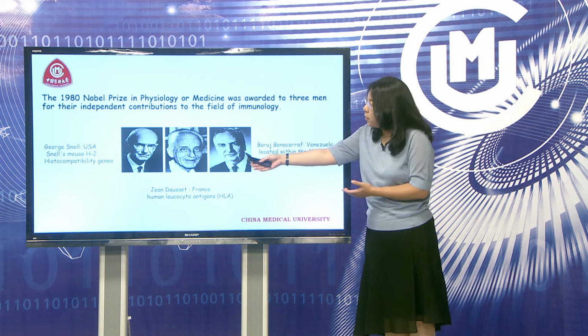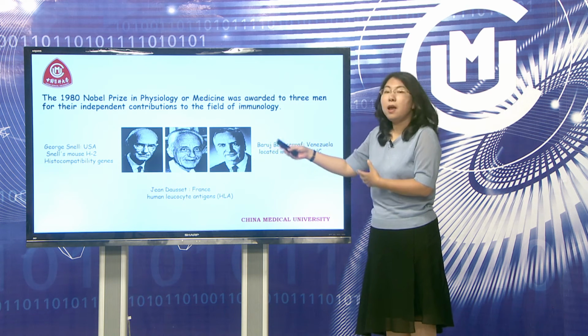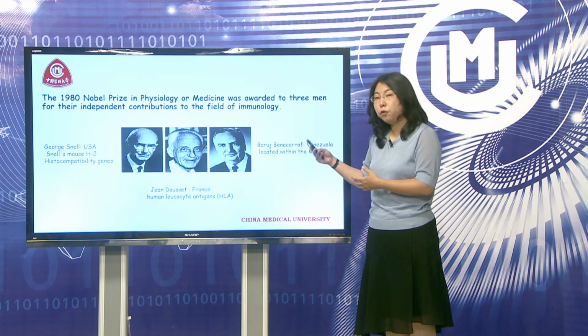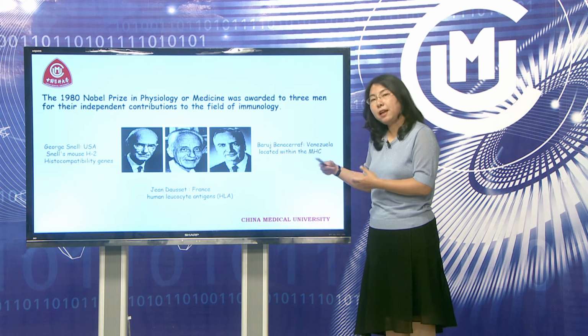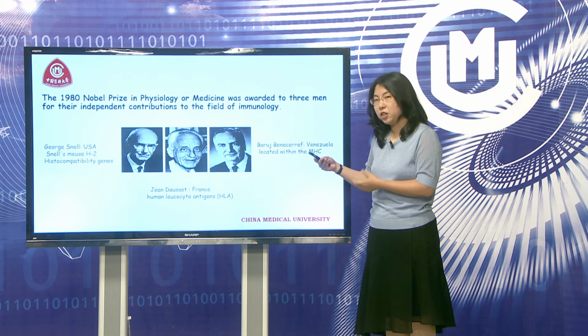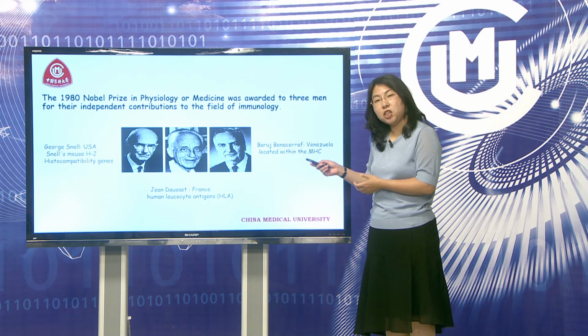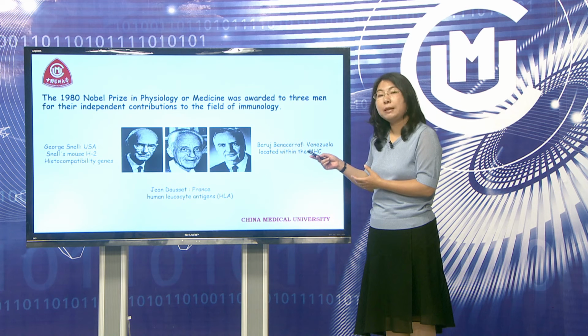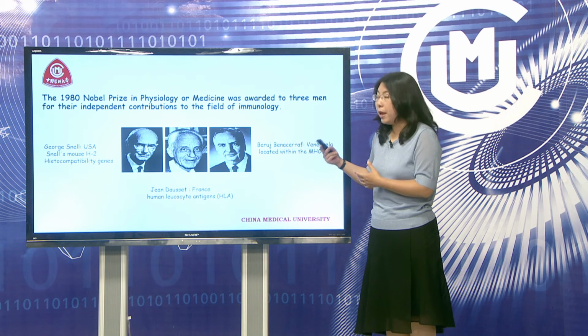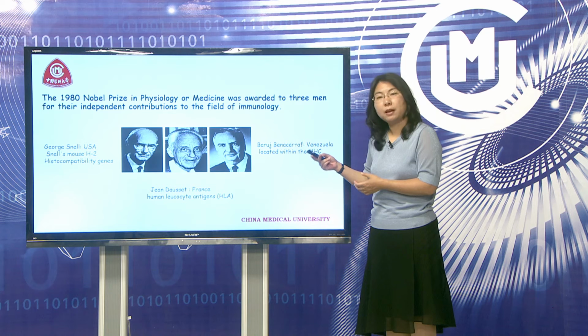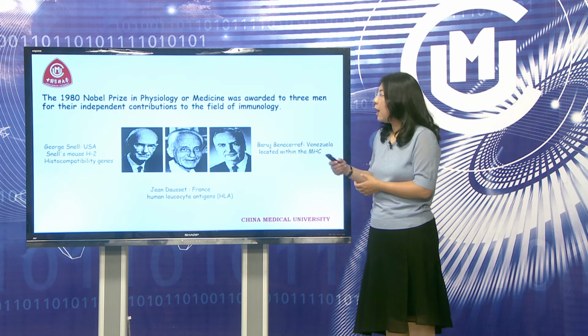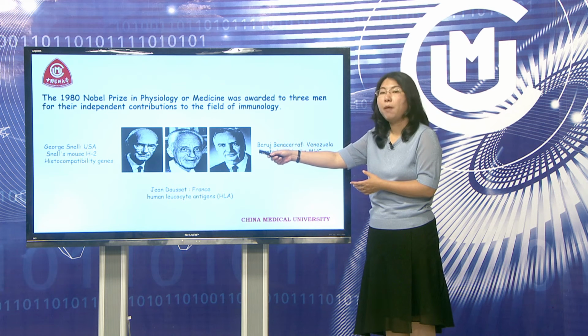The scientist Snell used the mouse to find which kind of antigen or which kind of molecule decides the transplantation rejection. He named these genes histocompatibility genes, and he found the second histocompatibility genes are mainly responsible for the transplantation rejection, and he gave the name H2 in mouse.